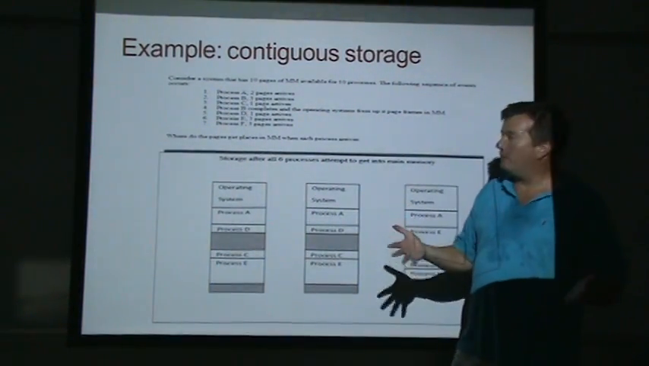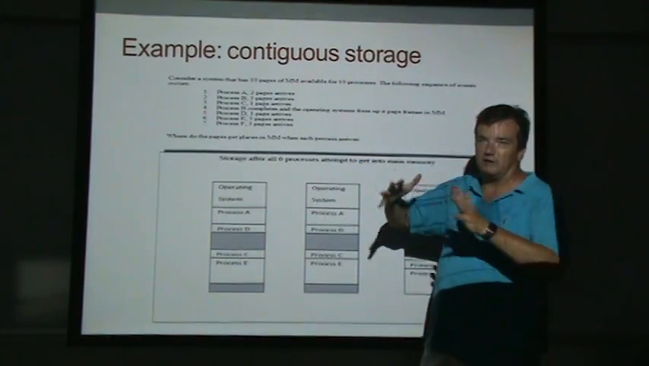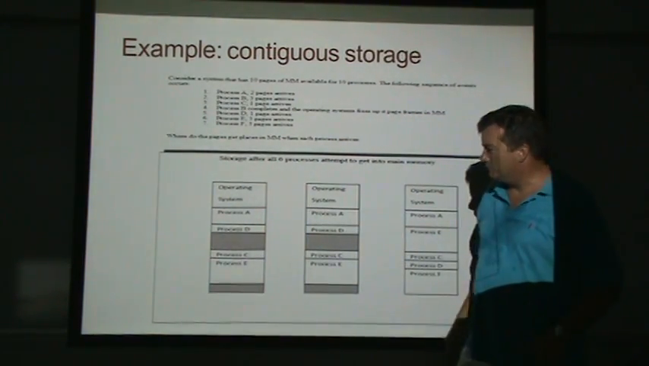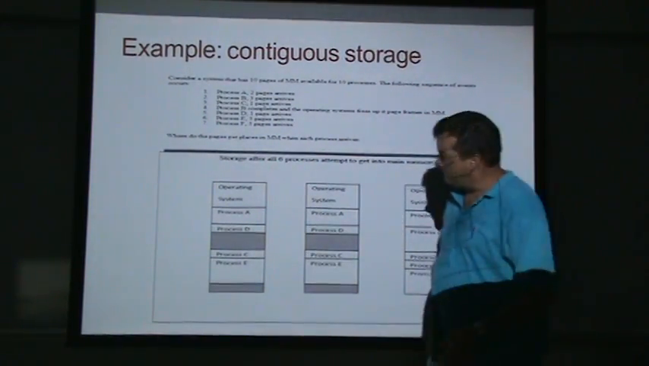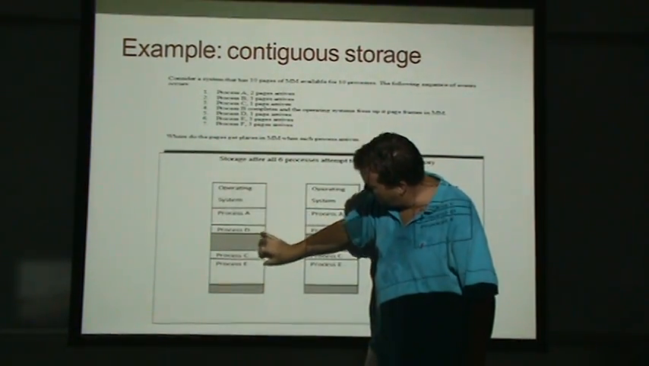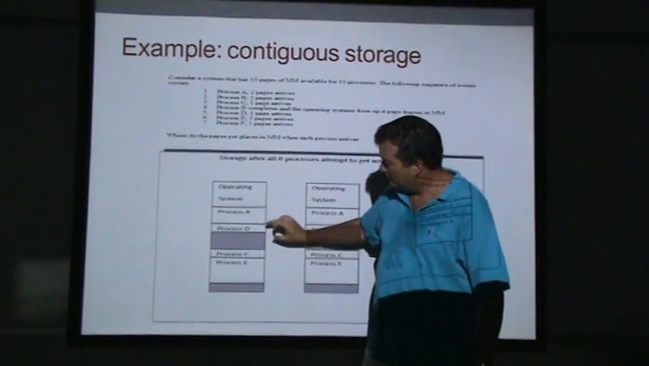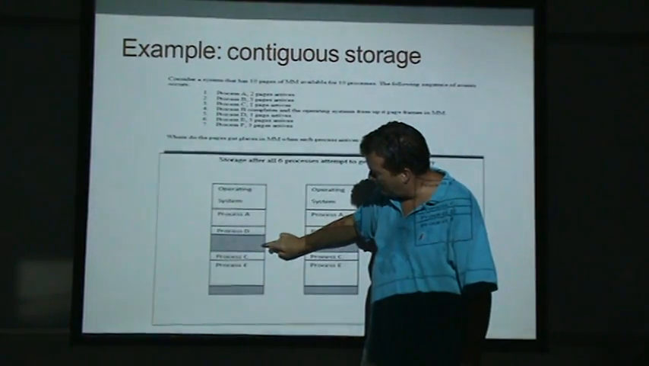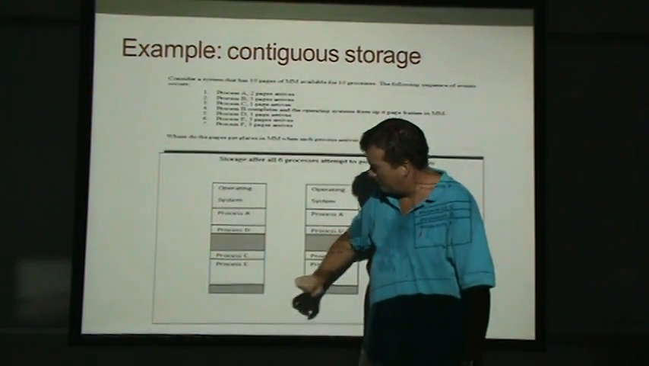But we didn't know that was coming. We can't predict the future. We don't know what size processes are coming in the future. So the idea was basically this. When D arrived, A came in, B came in, C came in, and then B left, leaving 3 pages empty here and 4 pages empty here.